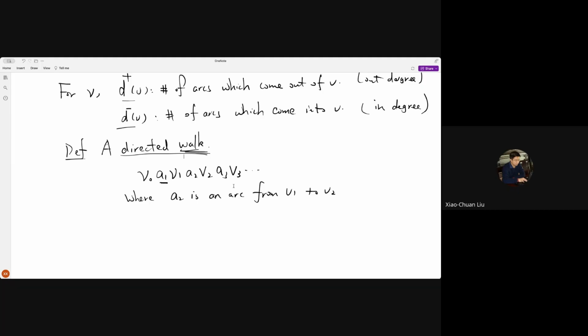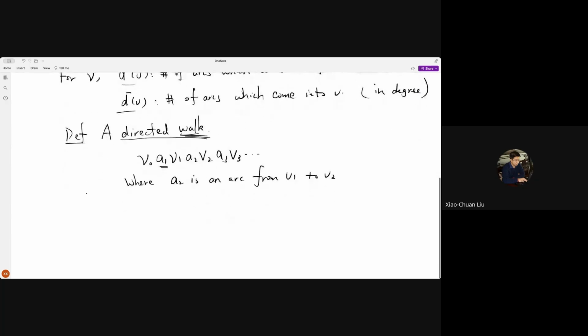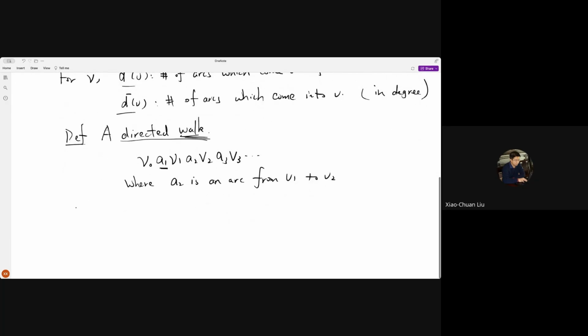So for directed graphs, things become a little complicated. In order to formulate something similar to this theorem of Euler before, we need another definition, special for a directed graph. So we say this D equals V and A to be strongly connected.